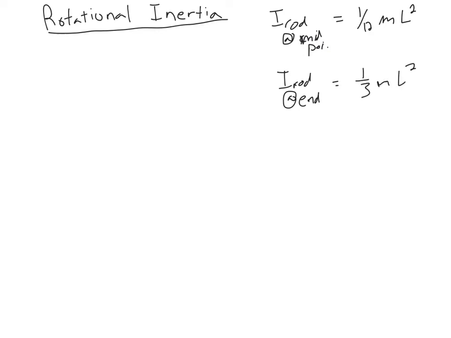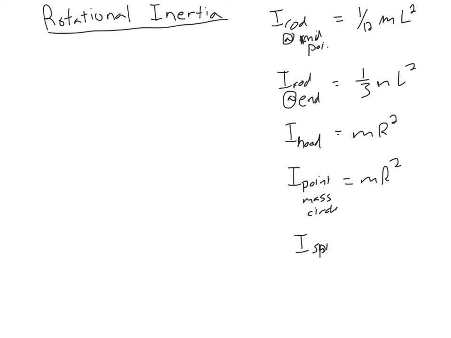And then you also have the rotational inertia of a hoop, which is mr squared. You have the rotational inertia of a point mass going around in a circle, which is also mr squared. And then you have stuff like a sphere, which is 2/5 mr squared.